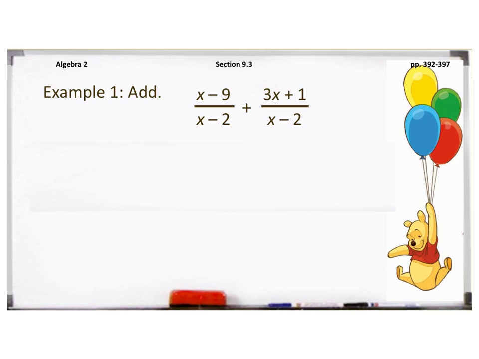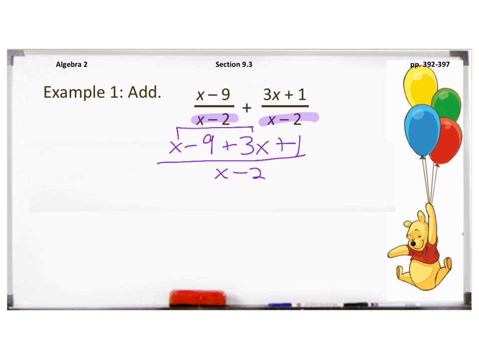Okay, number 4. Fourth slide is what that means. Sorry about that. Okay, we're going to add these two together. They have a common denominator right now, so I can just add the tops. So I end up with x minus 9 plus 3x plus 1, all over the common denominator. Well, 3x plus x gives me 4x. Negative 9 plus 1 is minus 8.